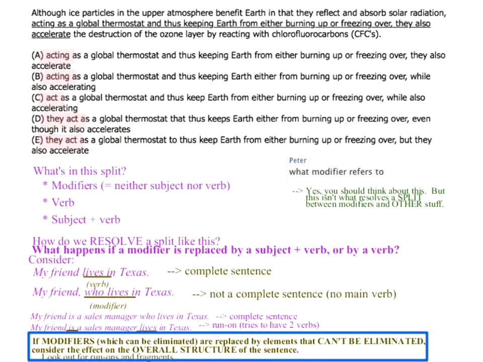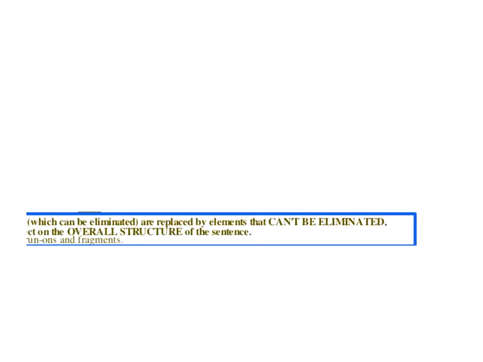So let's take a look at these choices in that light. So let's import this into the next page, and then go from there. Okay, here's that. You'll see the problem show up on your screen in a second. And here's this.